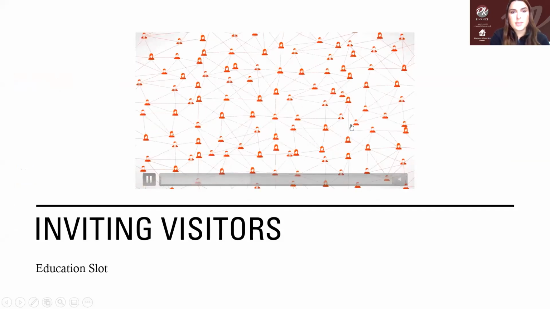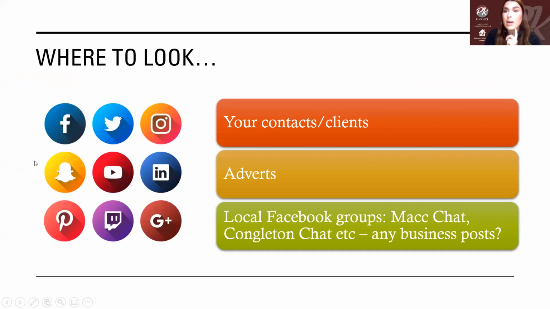So inviting visitors. Now, the first thing you need to think about when inviting visitors is where to look. Where can we find these potential visitors or guests to come along to the meeting? The most obvious one that people tend to go to first is your own contacts and your clients, which is obviously a fantastic way of introducing them to the group because you already know them. So every meeting that you have, think about if they mentioned anything about starting up a new business recently or mentioned wanting to grow their business. It's always worth asking the question and see if they want to come along for a meeting.